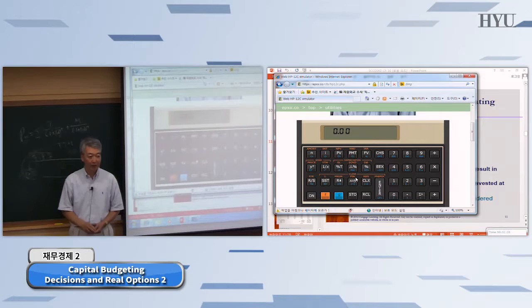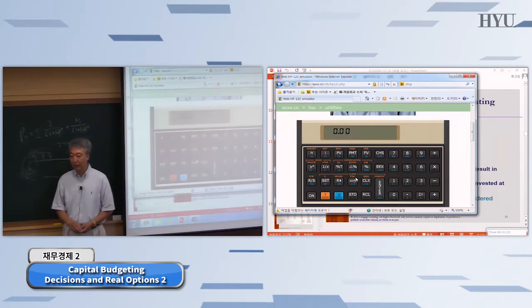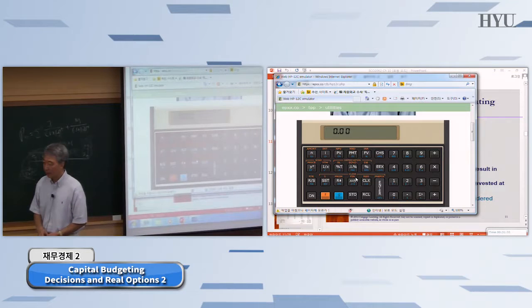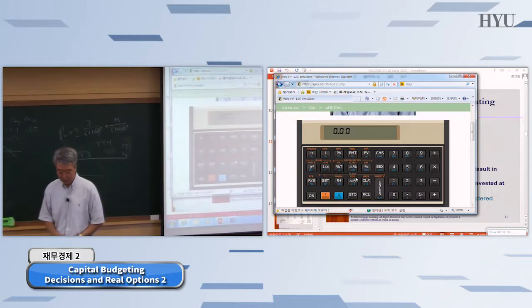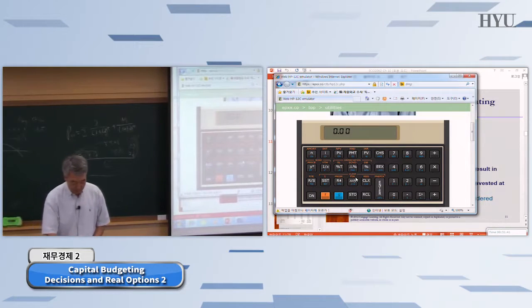Error. You should get an error, because you have more than one IRR. It's indeterminate. So yeah, that's the problem. If you have non-normal cash flow, you may not be able to calculate IRR.